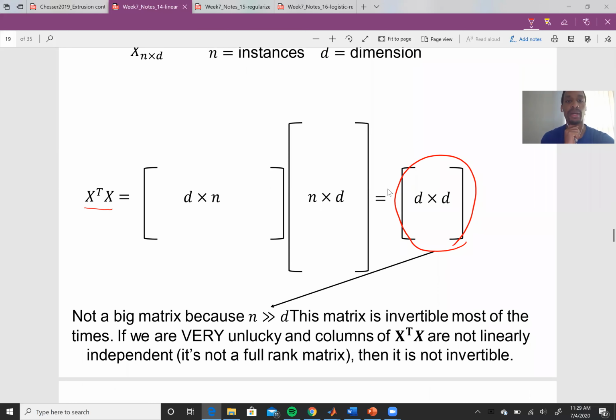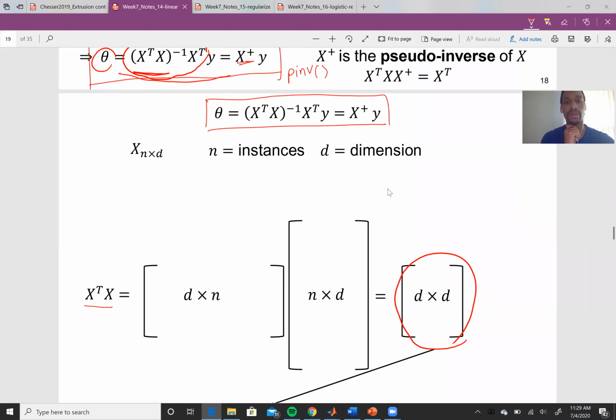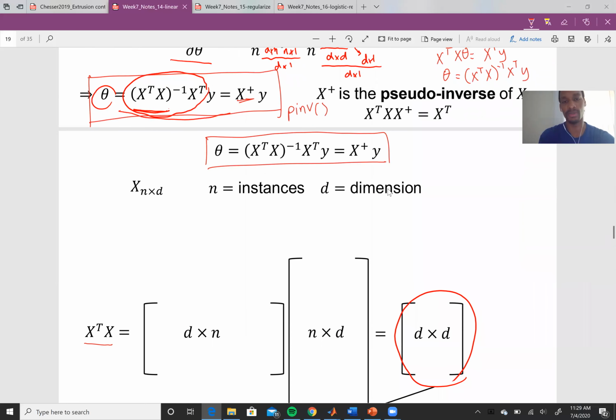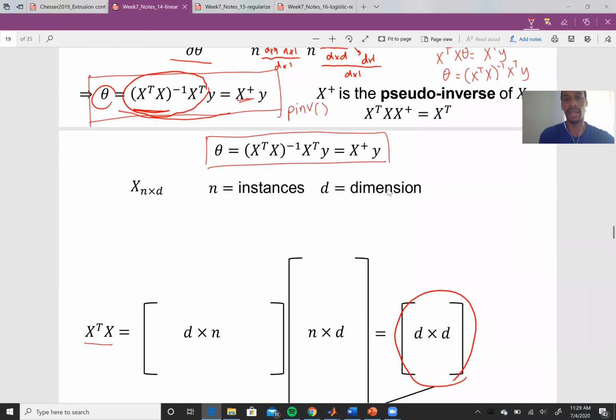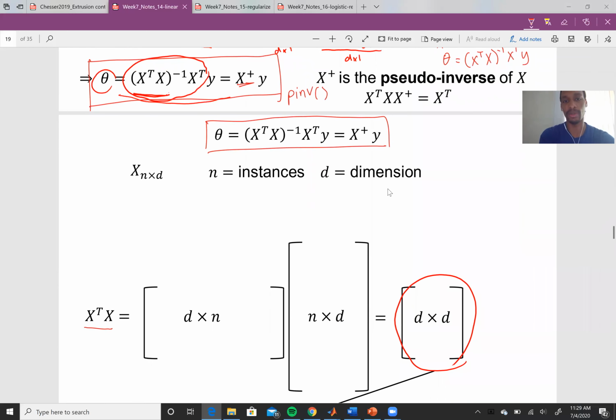I mean, you don't really need to worry about this because you can always just do the pseudo inverse in MATLAB, or whatever program you're working in. If this is invertible, then it'll just take the inverse of it. But if it's not, then it'll do the pseudo inverse. So don't worry about that.